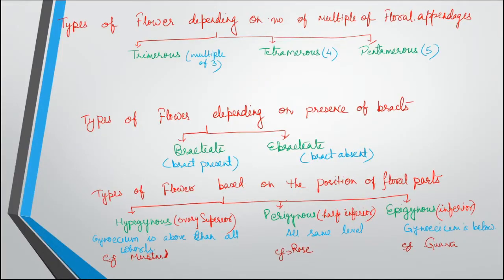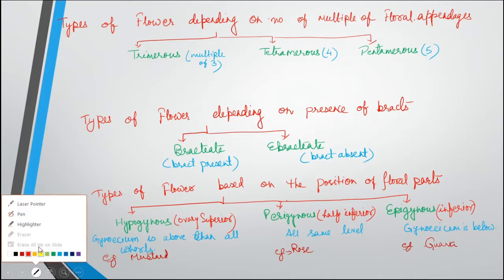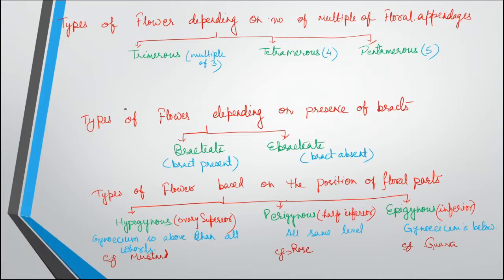There are various types of flowers depending upon the number of multiples of the floral appendages. When they are present in multiples of 3, like 3 calyx, 3 corolla, 3 androecium, then it is known as trimerous. If they are present in multiples of 4, then it is known as tetramerous. And if all these appendages, that is calyx, corolla, androecium, are present in multiples of 5, then it is known as pentamerous, like 5 or 10. So these are the different types of flowers.